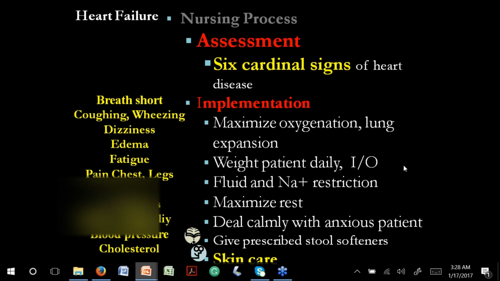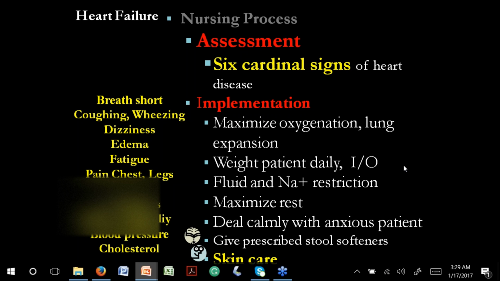Shortness of breath, coughing, wheezing, dizziness, edema, fatigue, chest pain, and pain in the legs. Palpitations, family history, blood pressure, cholesterol, and that is actually part of the clinical history, 6 cardinal signs. So the most important are shortness of breath, coughing, wheezing, dizziness, edema, fatigue, chest pain, and pain in the legs.